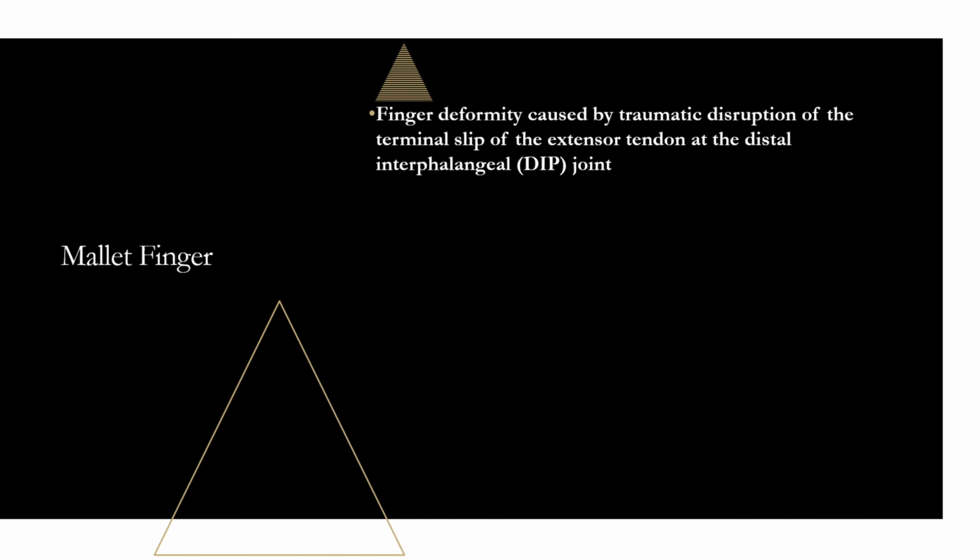The trauma causes a tear in the extensor tendon at the DIP joint, and this is the tendon that allows you to extend your fingers and hold them straight out. And with this being torn, you can no longer do that. So the finger remains in this constant state of flexion.